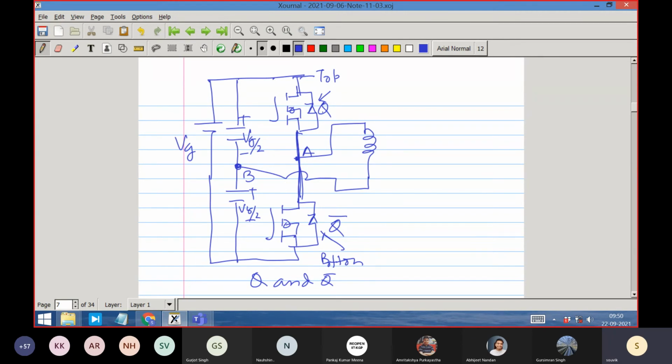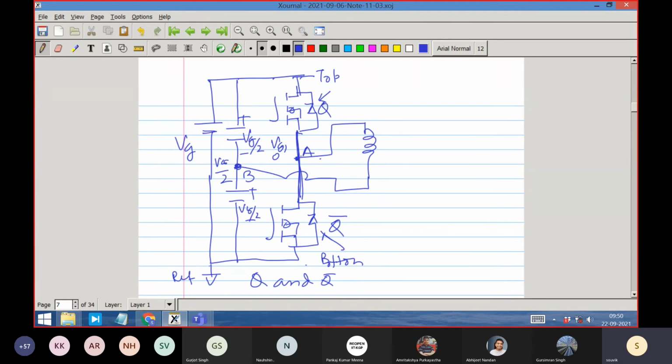You cannot connect this other end to the ground, because if you connect the other end to the ground, what you are getting is this: when Q is on, this point potential is Vg. When Q bar is on, the potential of A is 0 with respect to this reference. This point potential is either Vg or 0. This is the reference. And what about the potential of this point? Since it is the middle point, its potential with respect to the reference is Vg by 2 all the time. This point potential is as if a stable point.